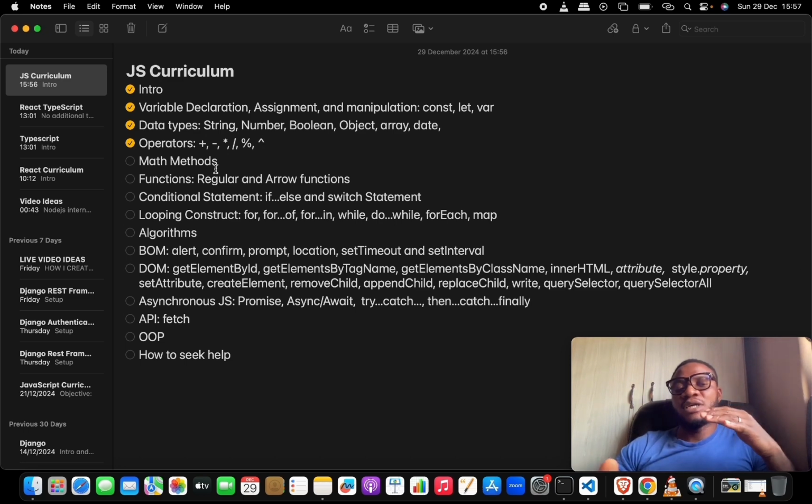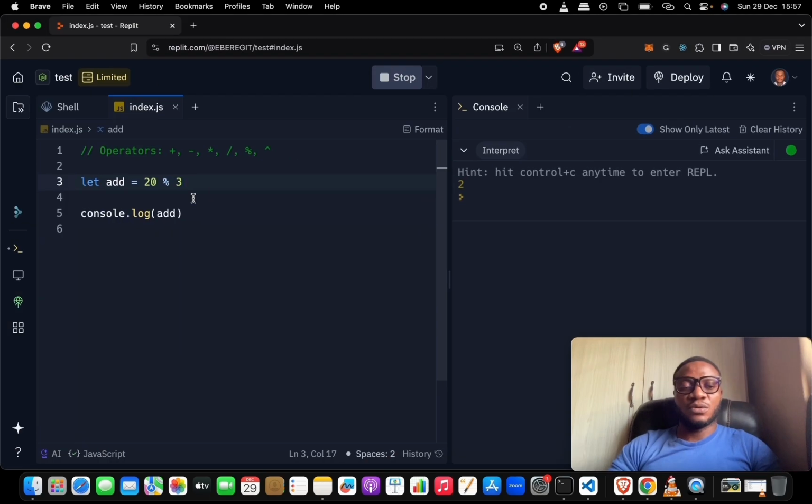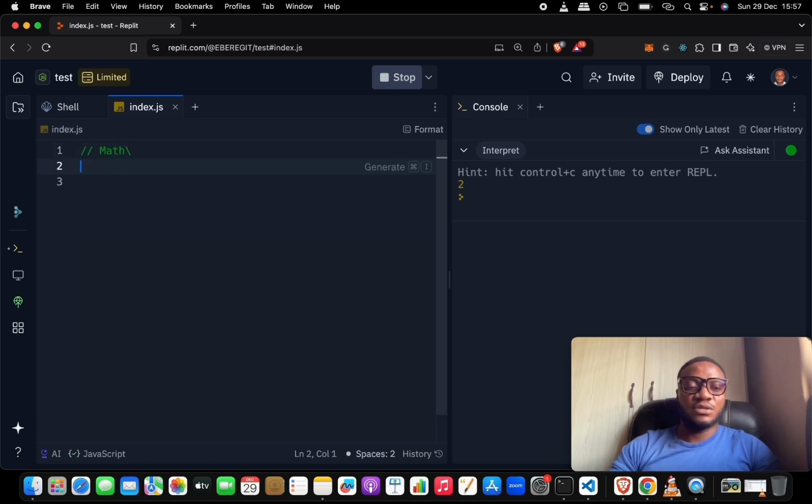Like I told you, there are more operators, but there are also built-in math methods, which we'll not be talking about much of. We'll just be talking about maybe 1 or 2, but I just wanted you to know that there is a math method. So I'll just clear this off. So we are talking about math method. How does this work?